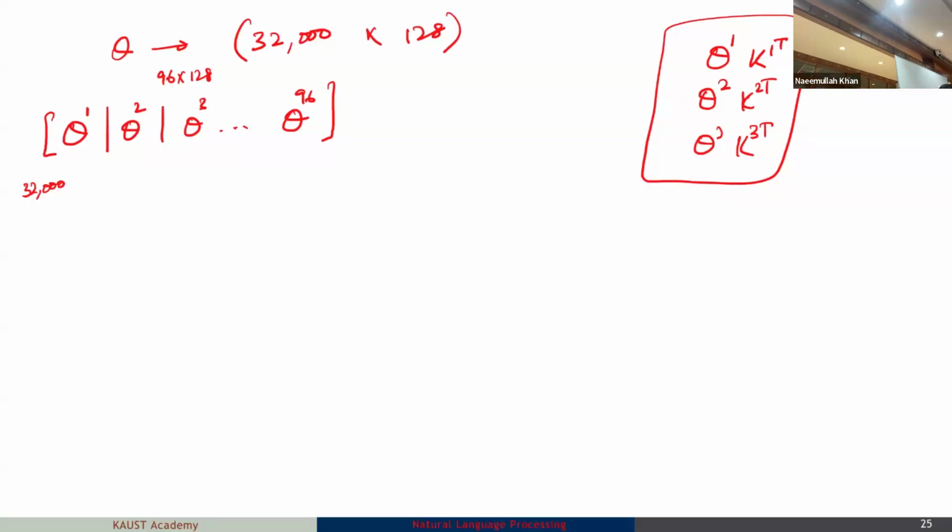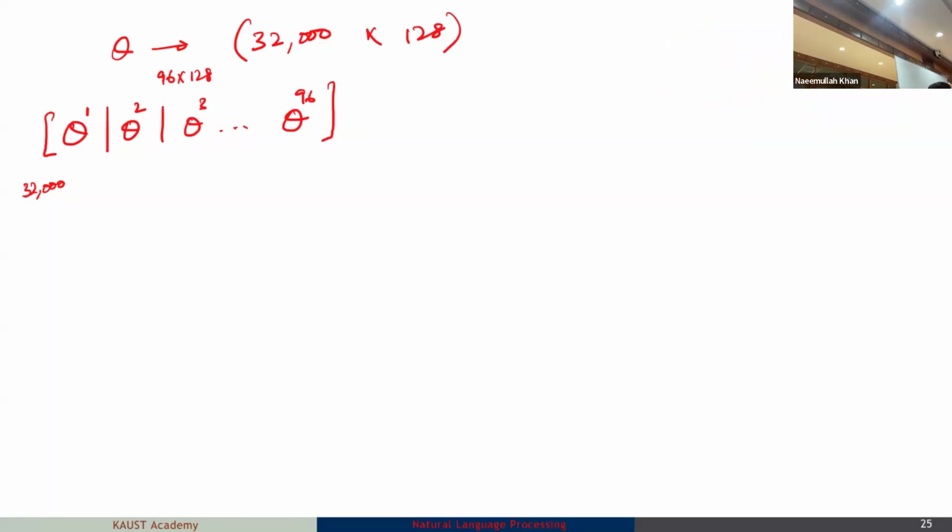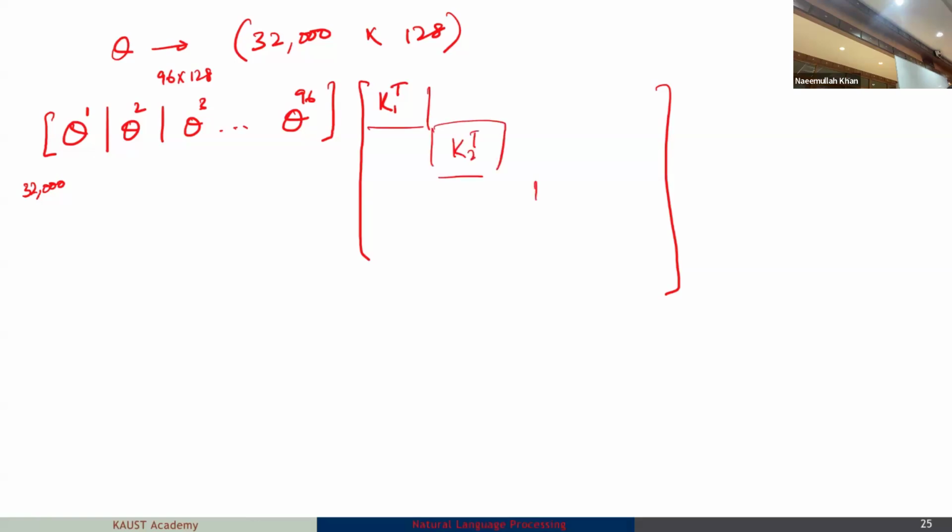Yeah, because it has this addition and I don't want to add. Okay, so I can give you a hint. Think diagonal matrices. Think diagonal matrices. If I have a diagonal matrix where I have K1 transpose here, K2 transpose here, K3 transpose here, all the way till K96 transpose here. Let's just ensure that this matrix multiplication is valid first, then we'll go.